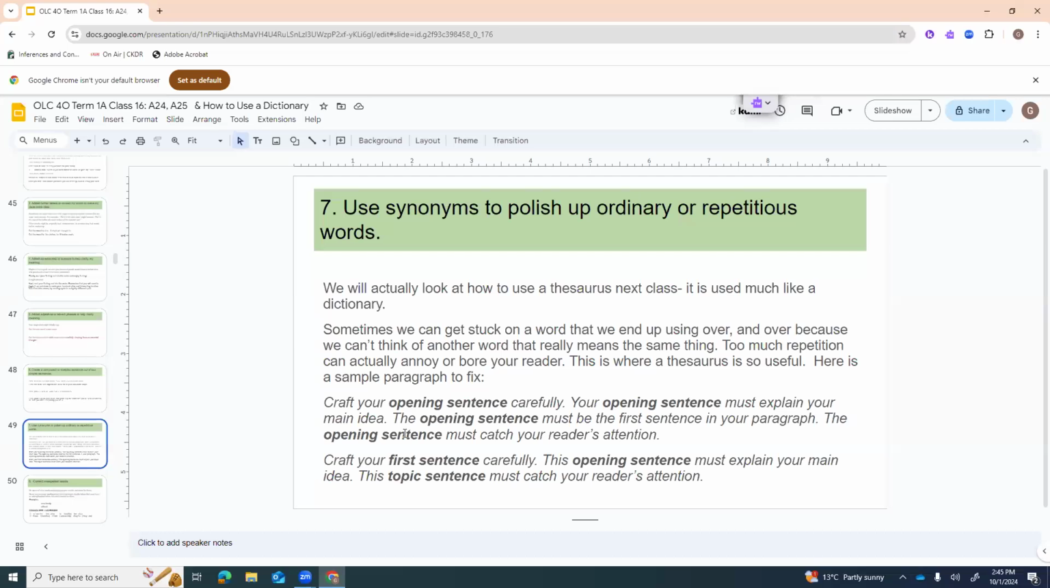So here, the first one is my sample paragraph. Craft your opening sentence carefully. Your opening sentence must explain your main idea. The opening sentence must be the first sentence in your paragraph.